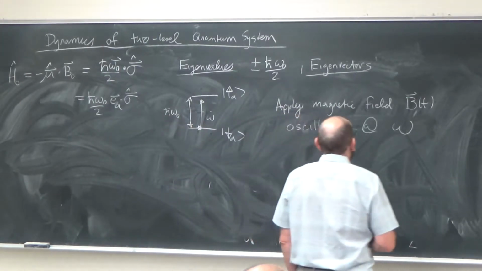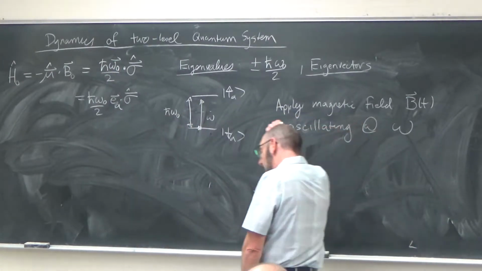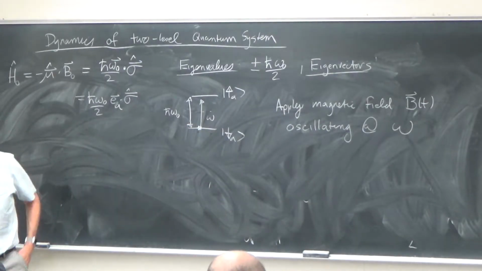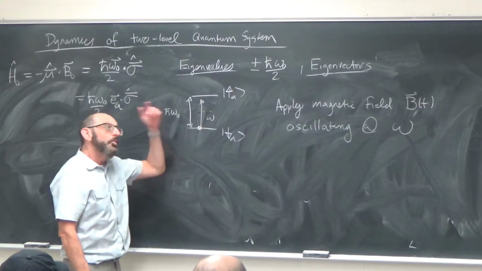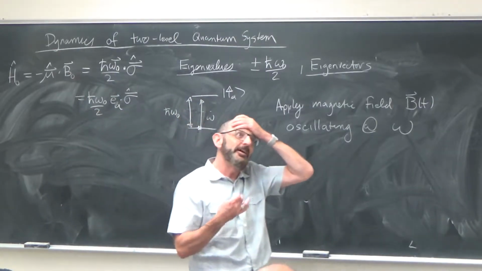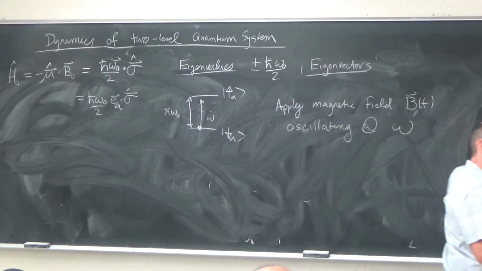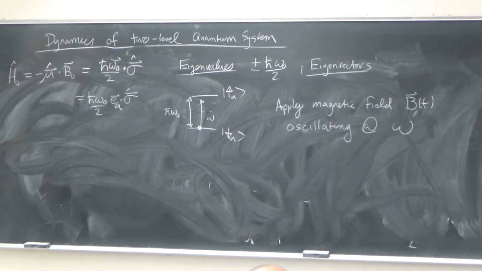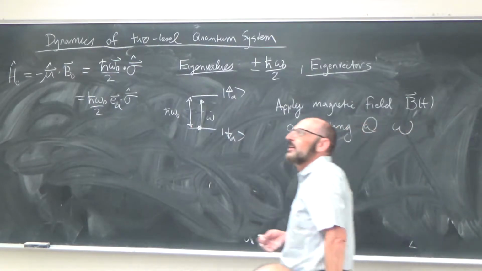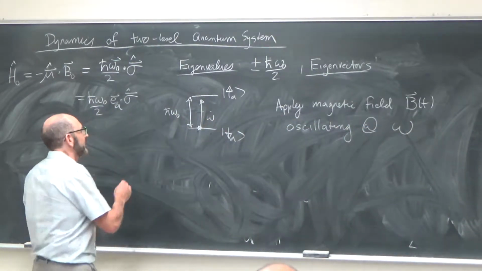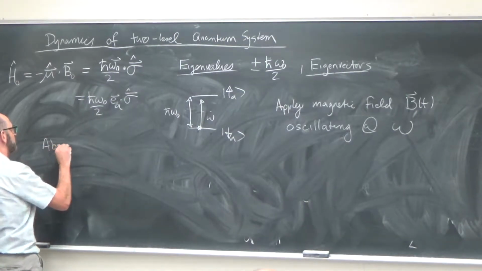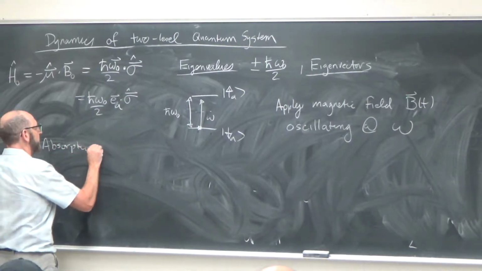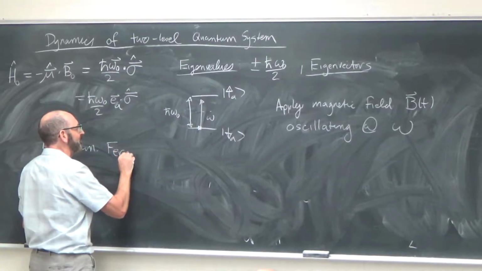So, how would I calculate the probability for it to get there? Well, the typical way one learns about this, at least one used to learn about this, when thinking about this kind of absorption problem, the first thing you would pull out of your bag of tricks is Fermi's golden rule.